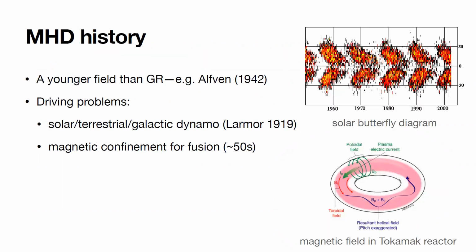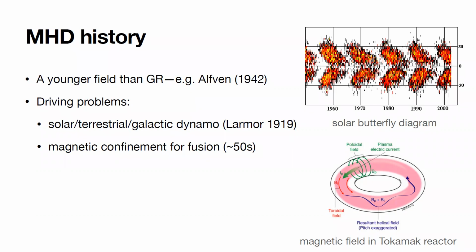All right, now the field of magnetohydrodynamics is in some ways younger than general relativity. A lot of the key work was done in the 40s. But it was not done with binary neutron star mergers in mind. The two problems that were driving this development were, first of all, understanding astrophysical dynamos. So things like the Earth and the Sun have large-scale magnetic fields. The Sun has a large dipole field. It reverses polarity every 11 years, and the sunspots follow this funny pattern.